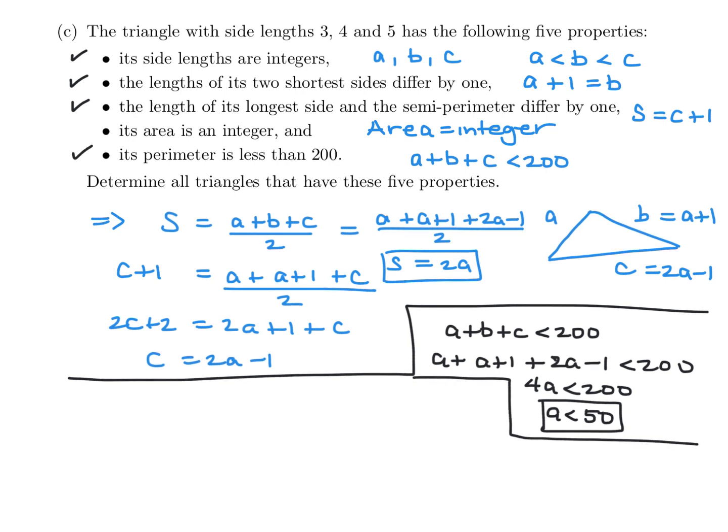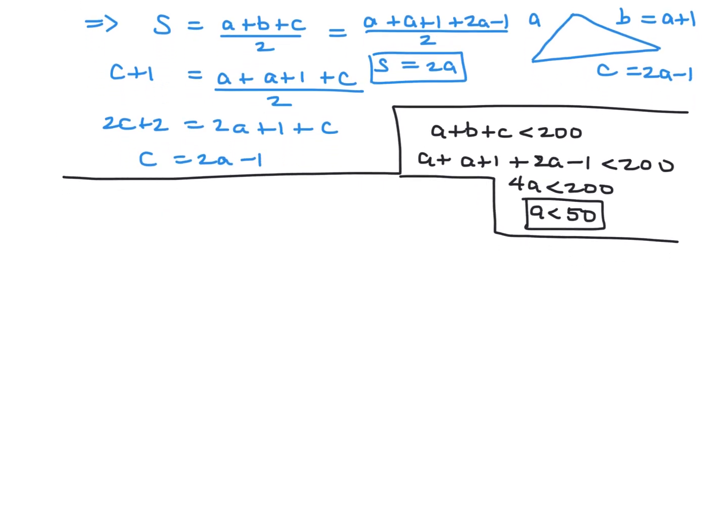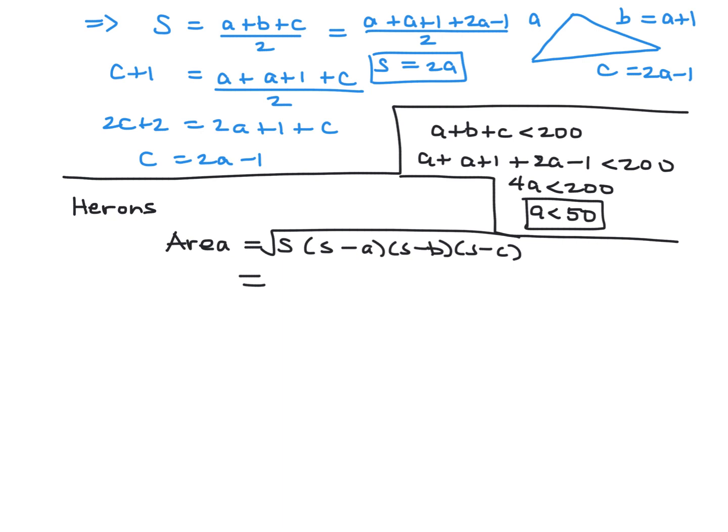And then now, finally, let's tackle area. Now, area, I'm pretty confident we're going to be using Heron's, since this entire question is about Heron's. So the area using Heron's would be the square root of s times s minus a, s minus b, s minus c. Well, my s is 2a. We got that up there. And therefore, this would be 2a minus a, 2a minus b. But b, I'm going to use the fact that it's a plus 1. So it'd be minus a minus 1. And then c, I'm going to use this fact. So minus 2a plus 1 when you subtract it.